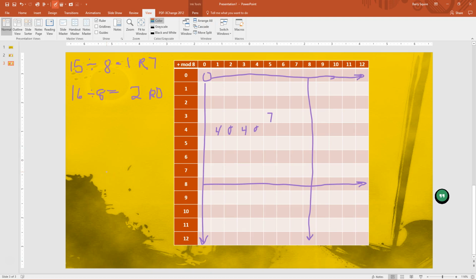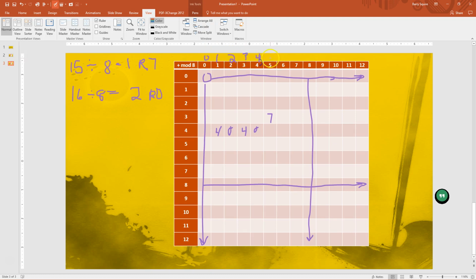Now, I suppose we could take Paul's suggestion that he gave us in the very beginning and convert all our numbers to mod 8 first. 2, 3, 4, 5, 6, 7, 0, 1, 2, 3, 4. And the same thing all the way down. 0, 1, 2, 3, 4, 5, 6, 7, 0, 1, 2, 3, 4.